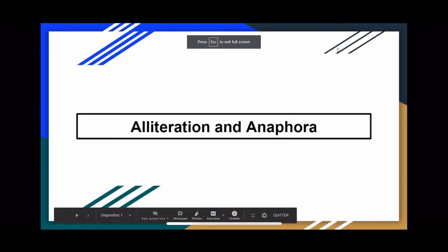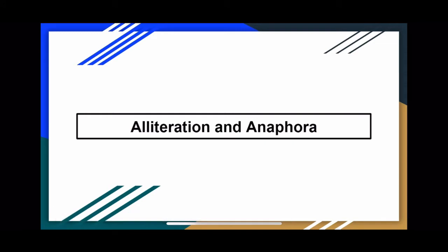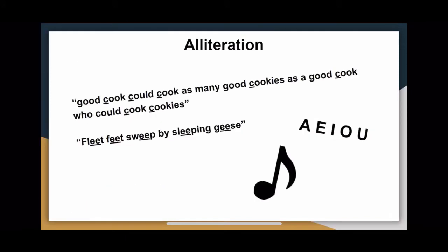Alliteration and anaphora. Hello, today I'll be explaining what an alliteration is. So what is an alliteration? Well, that's a good question. An alliteration is a repetition of a letter in a sentence. Simple as that. For example, a good cook could cook as many good cookies as a good cook who could cook cookies. The letter which is repeated in this example would be the letter C.